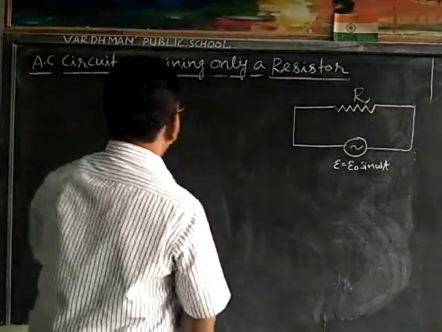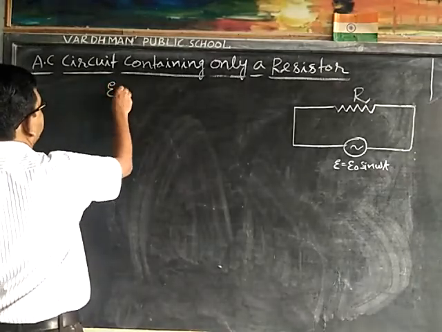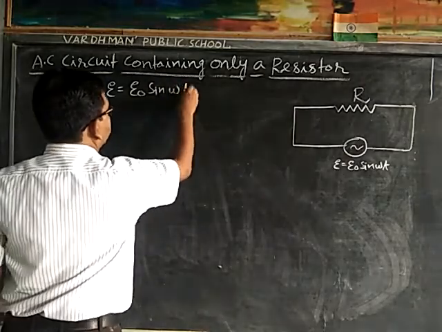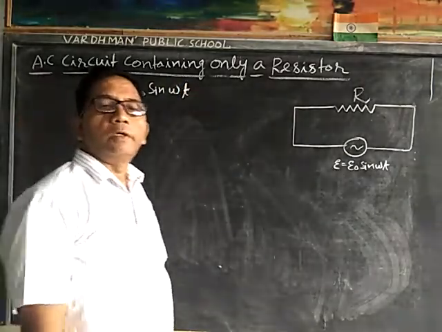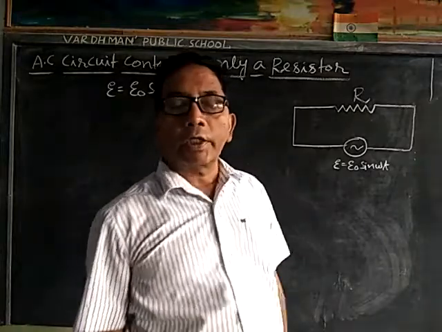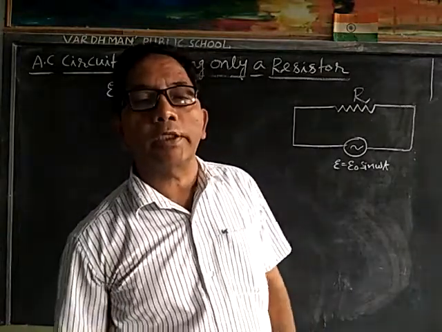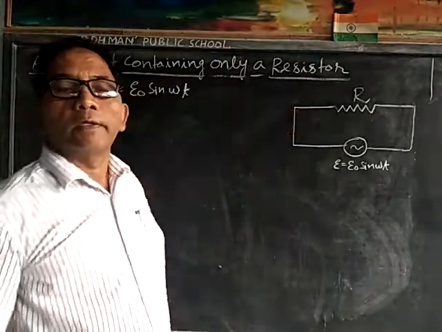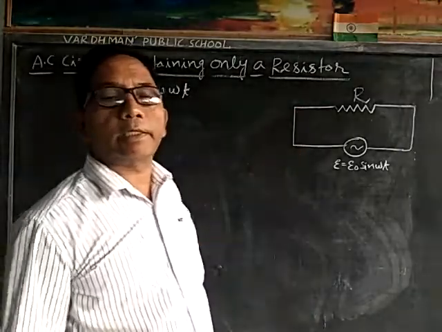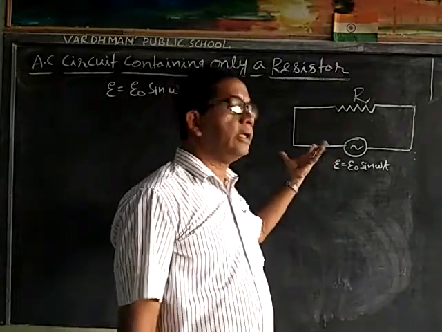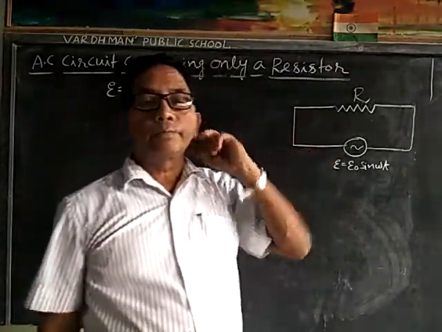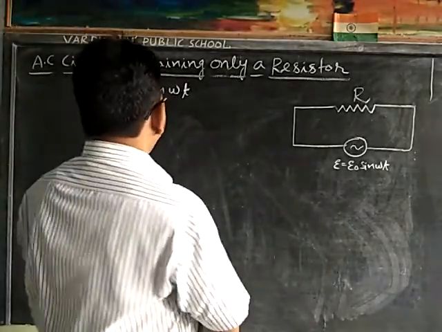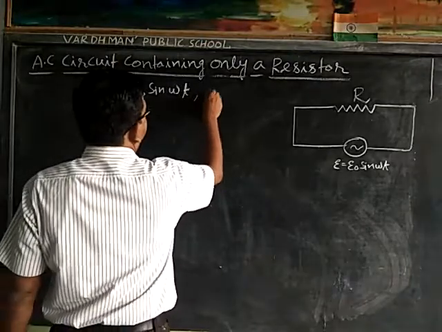This is given by E is equal to E0 sin omega t. Such a circuit is known as a purely resistive circuit. If I be the current in the circuit, then the potential drop across the resistance R will be IR.